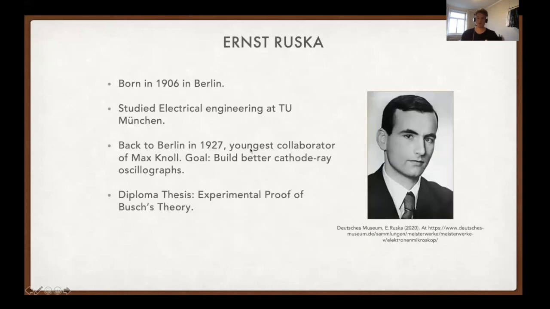Now we move to Berlin, where Ernst Ruska was born in 1906. He studied electrical engineering in München at the Technical University. On the right, you see a picture of him in his mid-20s. After his degree in München, he came back to Berlin to join the group of Max Knoll. The goal of the group was to build more efficient cathode ray oscillographs.